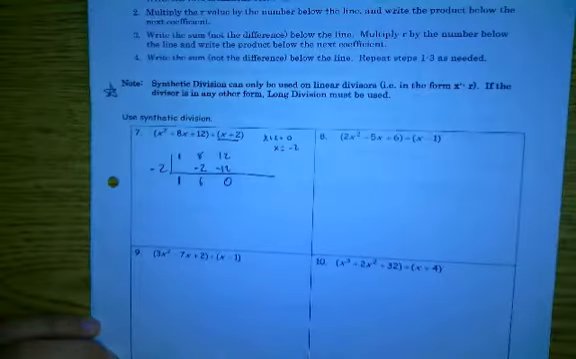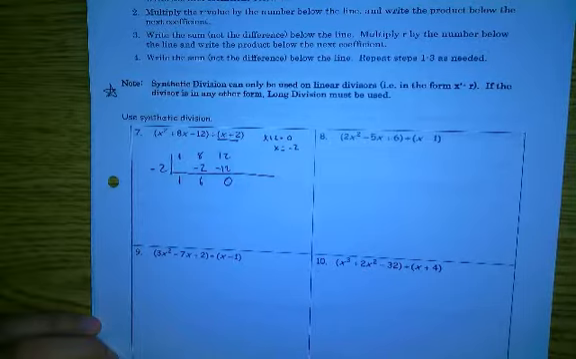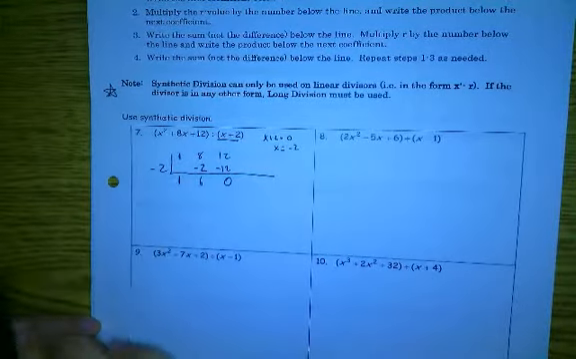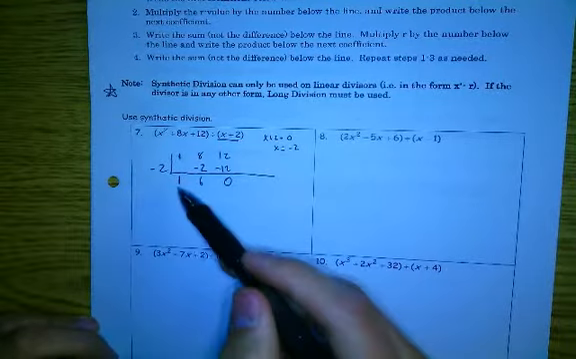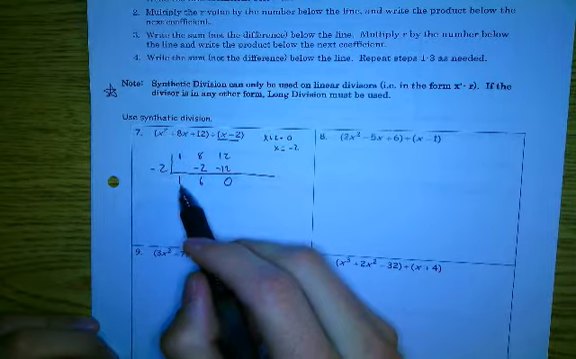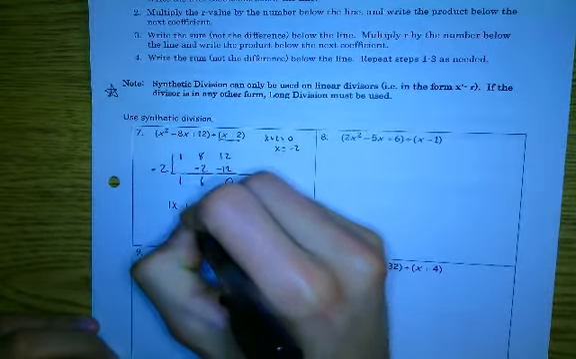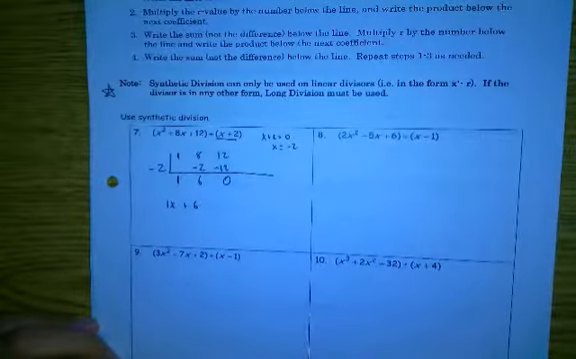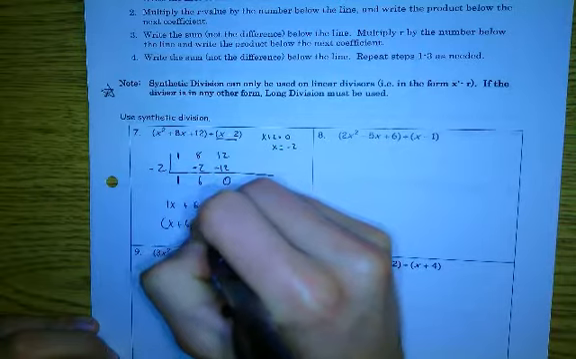So here's what this means. Now we're going to bring our variables back. Notice that the highest degree that we started with on your dividend was to the second power. That means you're going to start bringing back variables, but with 1 degree less than that. So instead of starting with x squared, you're going to start with x. That means that you have 1x plus 6, or in other words, you have x plus 6 as your quotient.